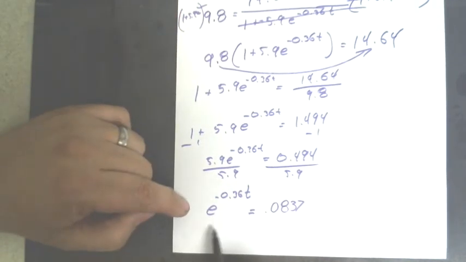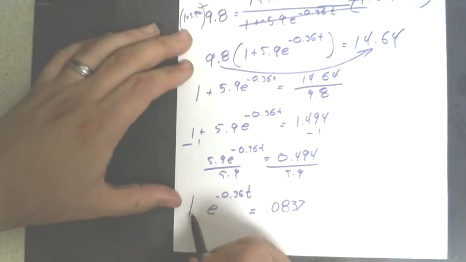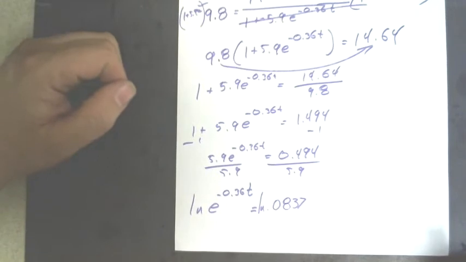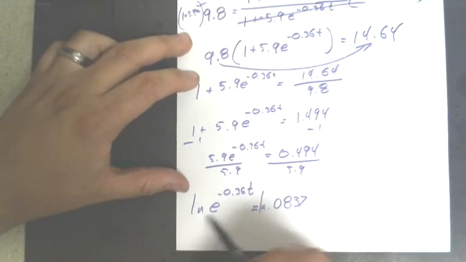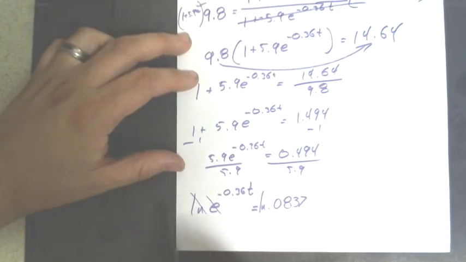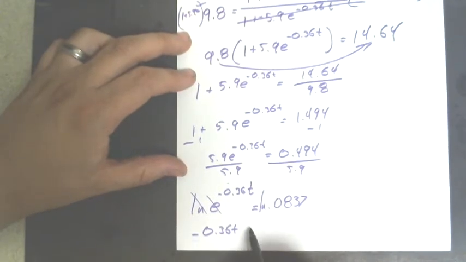Now that we have it isolated, how are we going to get access to that exponent? Well, the way you undo something being in an exponent is with a logarithm. Because those are both base e, they will undo each other. If not, you could use the power property too. Bring down that negative 0.36t and multiply it by the natural log of e, but the natural log of e is just 1, so you end up with this either way.